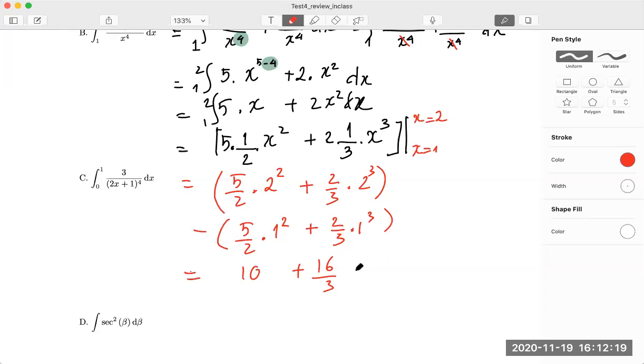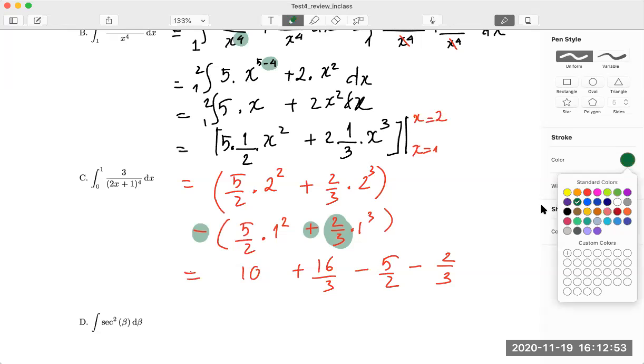Here, this one is subtract 5 over 2. And here it will be 2 over 3, right? Yes. But in front of that there's a negative sign, so it will be negative 2 over 3. Very good. So these are fractions, and this is a whole number. We need to find the common denominator, right? What is the common denominator?